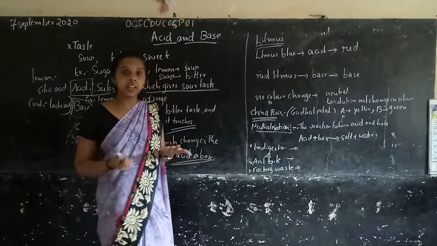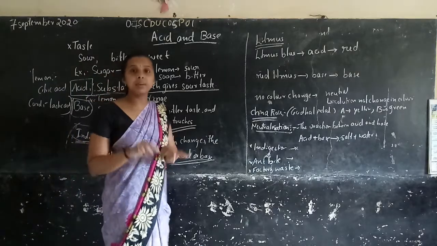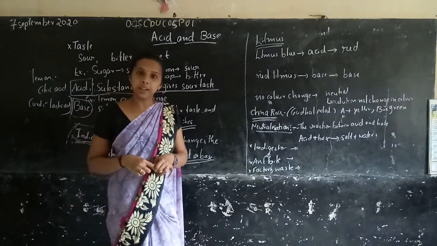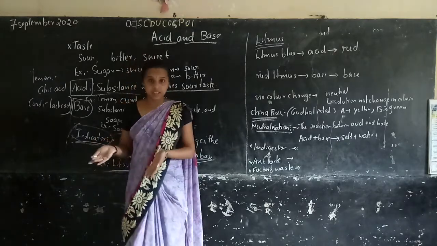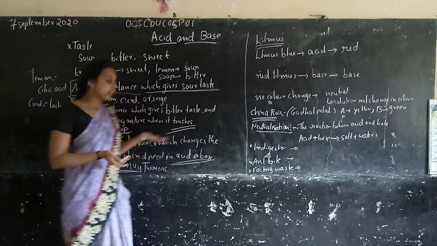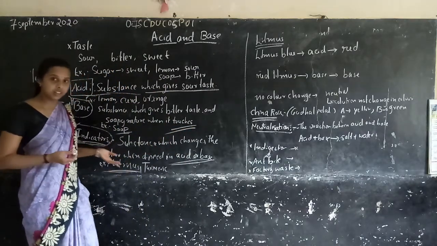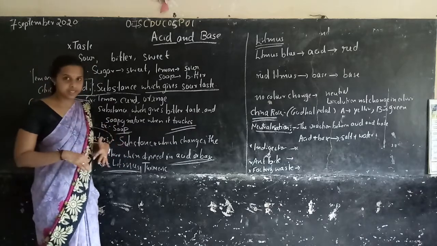What is the meaning of that? It is an acid. Similarly, you dip it in soap. What happened? It will show another color. So this means it is a base. So turmeric is a natural indicator. We have identified which one is acid or base.